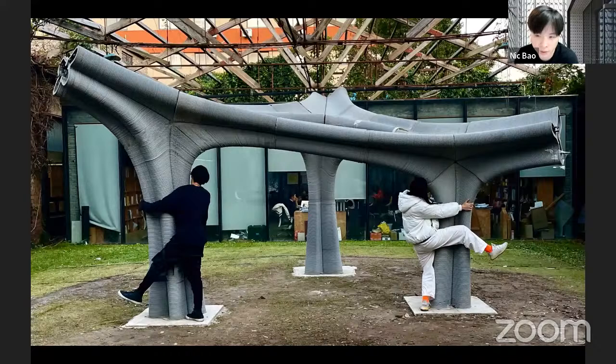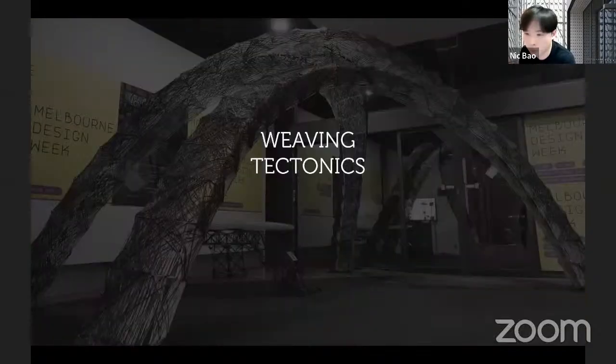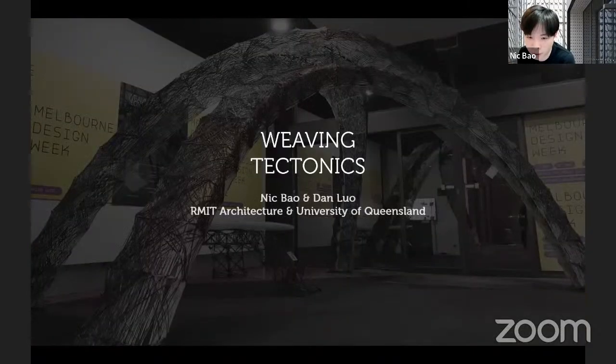So this is the final outcome. It's a quite large scale and more intricate curved 3D concrete printed project. The last project I want to introduce is the weaving tectonics, which is the project I'm working on with Dr. Dan Luo from the University of Queensland. I think most of the robotic fabrication part has been introduced by Dr. Dan Luo, so I'll just quickly introduce the design process.